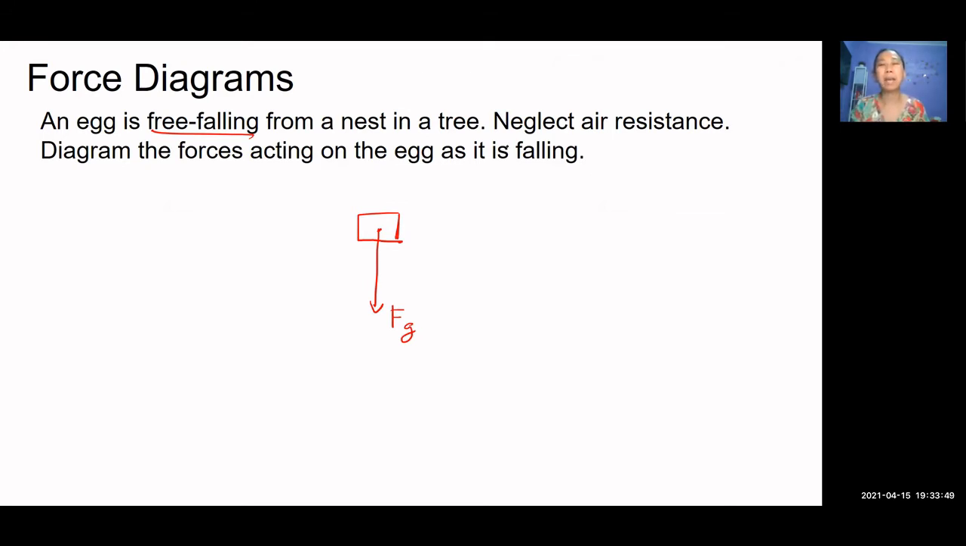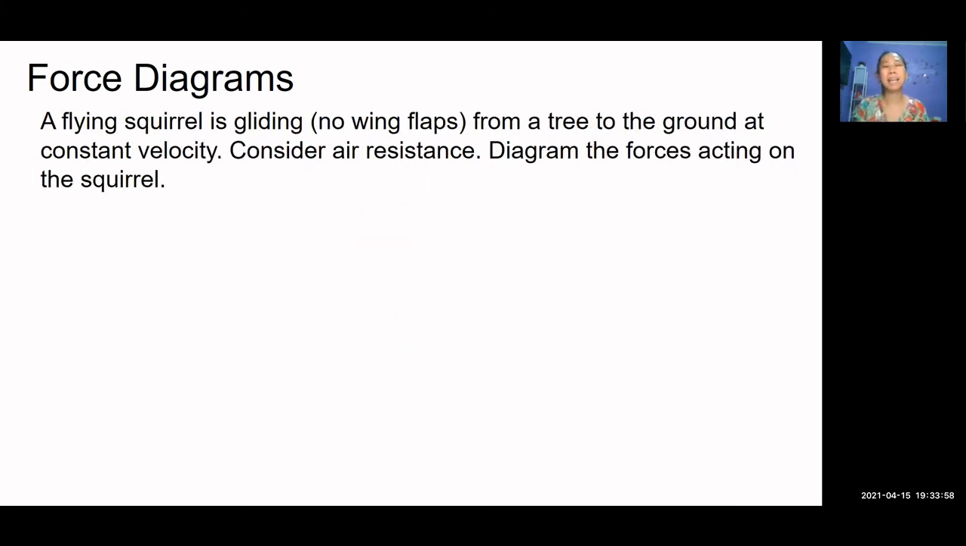Sinabi sa problem na we have to neglect air resistance. Okay, so kaya hindi na natin sinama dun sa diagram natin yung air resistance. Flying squirrel is gliding, no wing flaps, from a tree to the ground at constant velocity. Consider air resistance and diagram the forces acting on the squirrel.